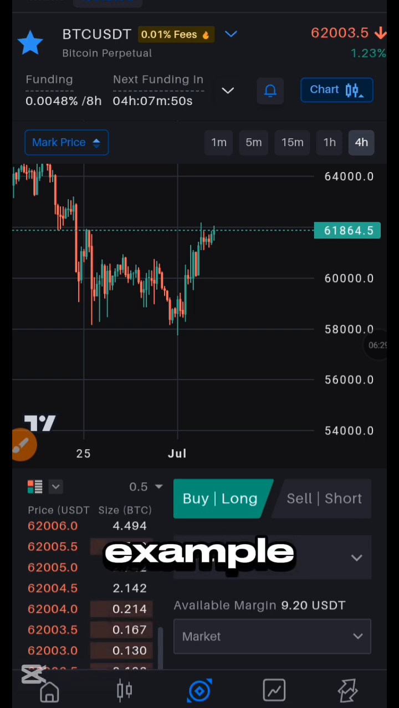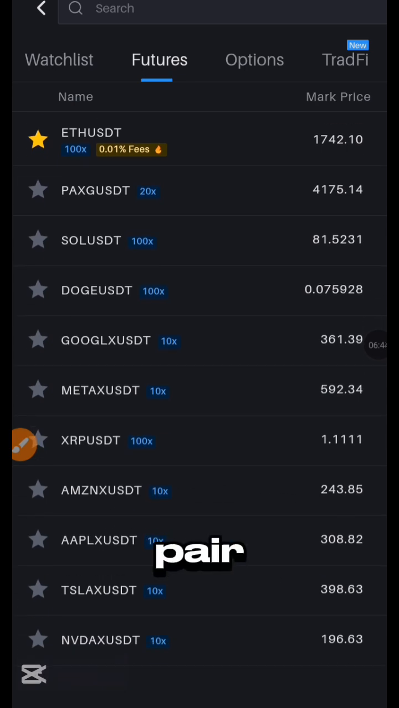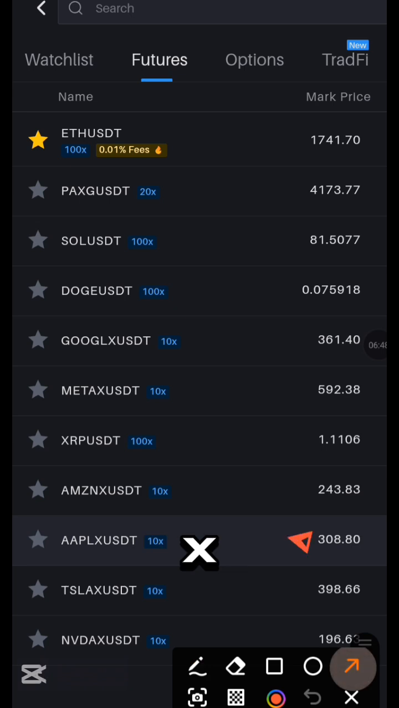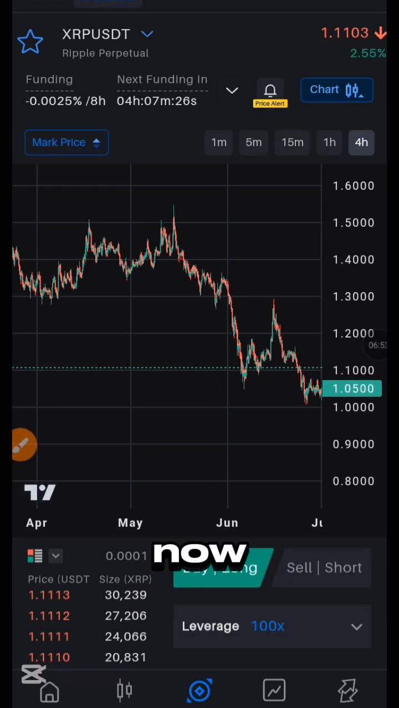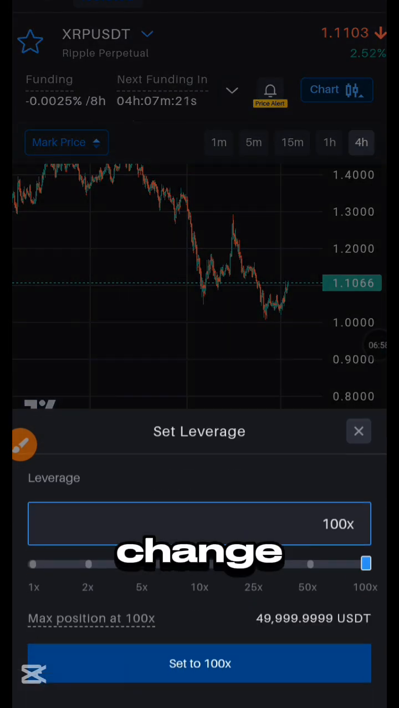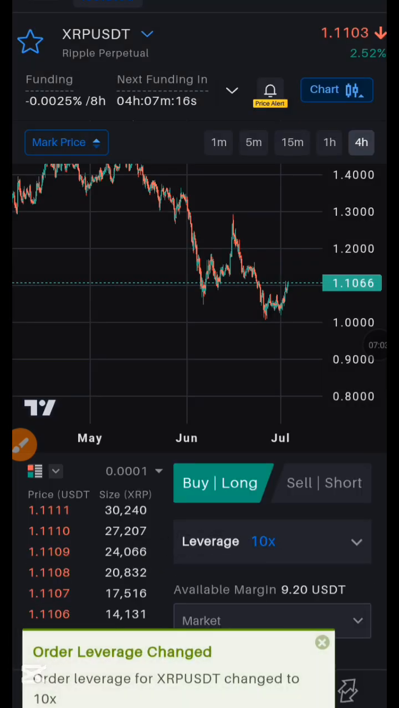Let's take for example you have $100 and you don't want to risk the whole $100 per trade. You want to be risking $10. Say you're trading BTC, or let's look for a smaller pair. Let's use XRP right here. Now you have $100 and you change the leverage to, let's say, 5x or 10x. Let's leave it at 10x.